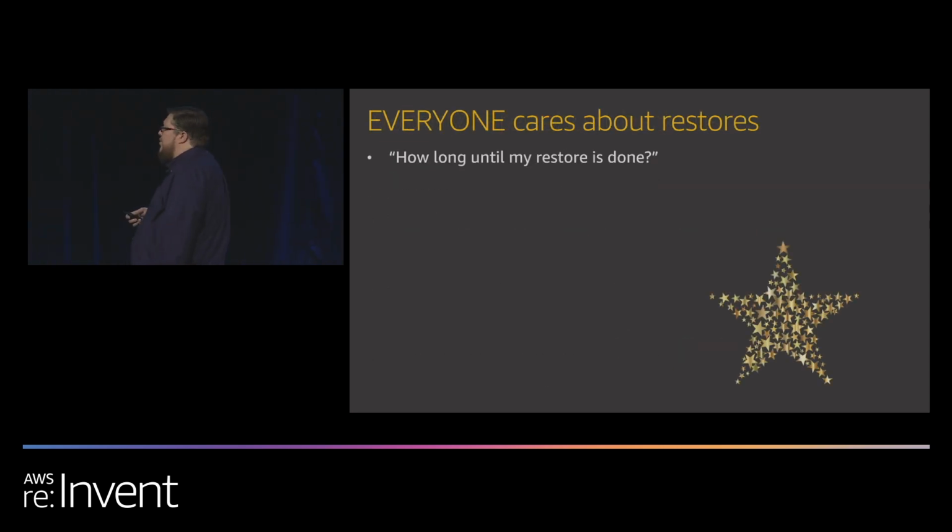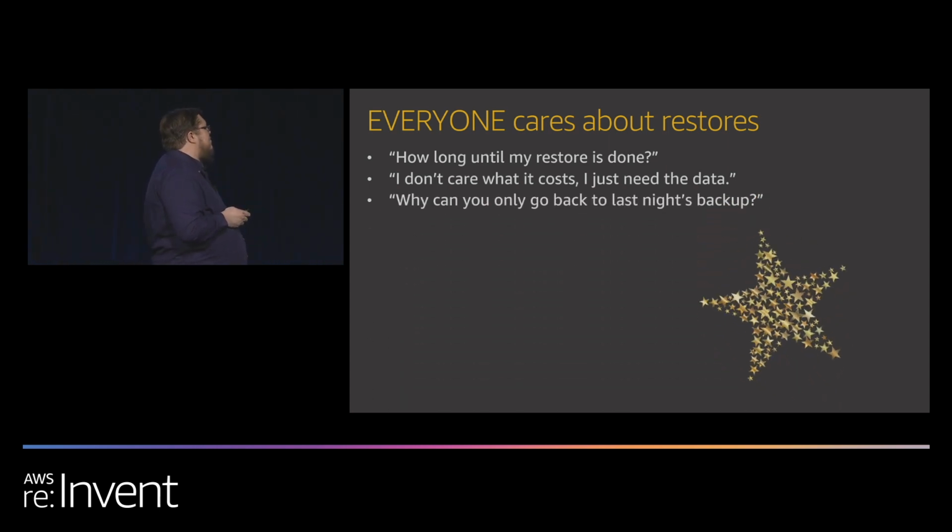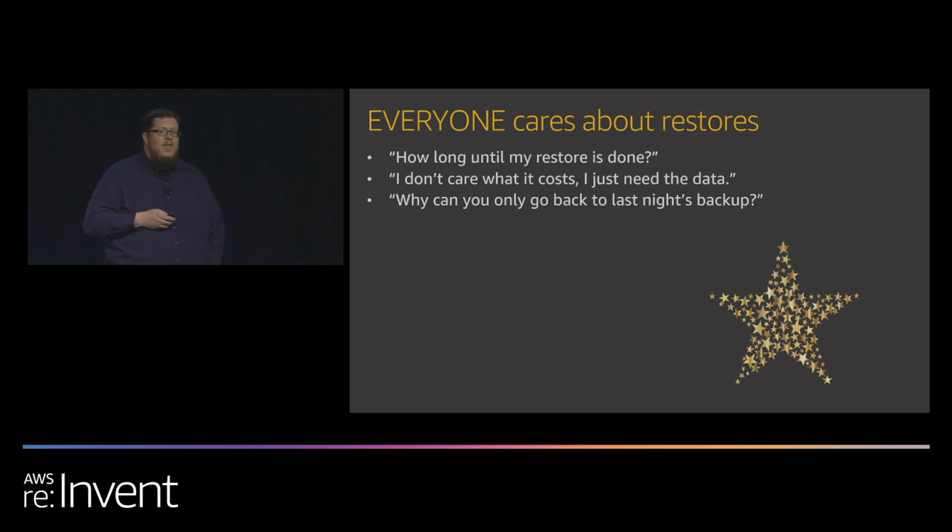everyone cares about restores. So when the data's gone, the questions shift. How long until my restore is done? I don't care what it costs. I just need the data. Why can't you only go back to last night's backup? Now, these drive to the concepts that Jody was talking about earlier. Defining RPOs and RTOs is part of what my team does as we work with customers. So we try and work with them to balance cost. Not only the cost of losing data, but also the cost of implementing the backup solution. So if we're down and it costs $10,000, but the backup solution to protect us from that loss of data costs $1 million, it doesn't make sense.